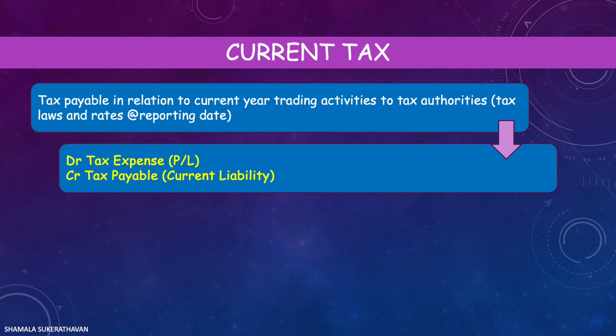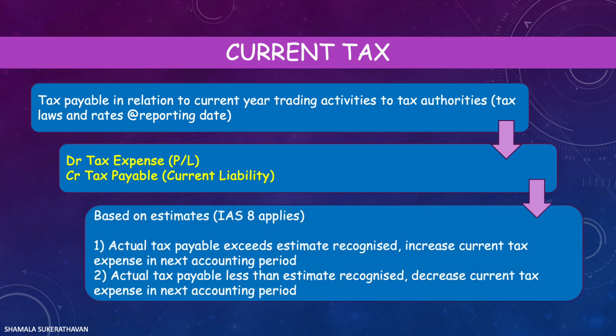Therefore, if the actual tax payable exceeds or is less than the estimate recognized, this would result in either an increase or decrease respectively in the current tax expense of the next accounting period, accounted as a change in accounting estimate in accordance with IAS 8 Accounting Policies, Changes in Accounting Estimates and Errors. IAS 8 is covered in Lecture Series 14 of Bite-Sized Corporate Reporting.